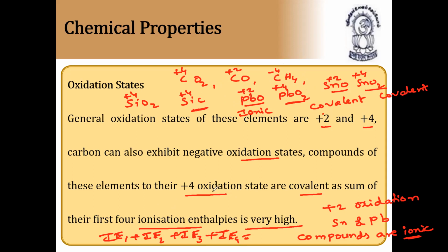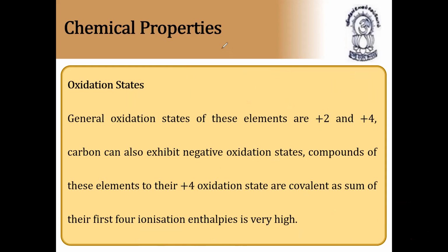And the plus 4 oxidation state compounds of all these elements are covalent in nature as the sum of their first four ionization enthalpies is very high. That's why they are covalent in nature. For example, lead dioxide is covalent, tin dioxide is covalent, whereas lead oxide PbO in plus 2 state is ionic. Tin oxide in plus 2 state is ionic. Ionic compounds as well as covalent compounds. Next, continuation.